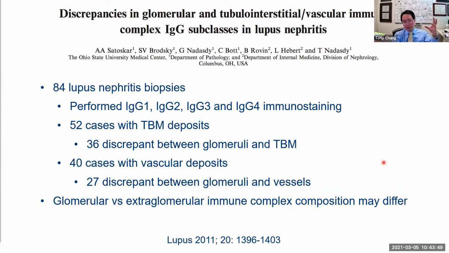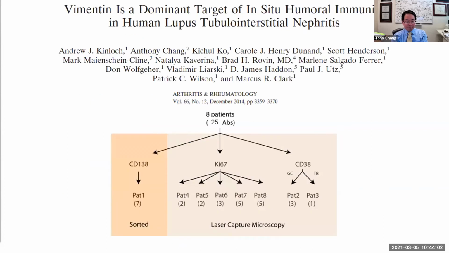We believe that the glomerular injury represents systemic autoimmunity, and the tubular interstitial compartment actually represents local renal lupus disease. And so my colleague, Marcus Clark, and his group have really pushed our knowledge in this realm. And they've recently discovered that vimentin is a really common target in lupus nephritis patients.